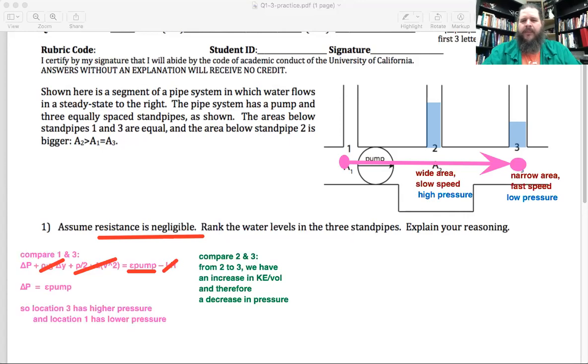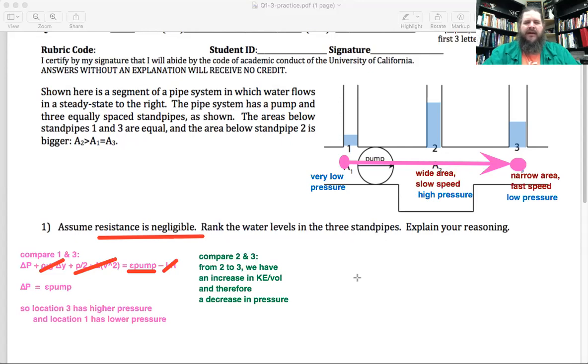Relative to each other. And since we already said 3 was low pressure compared to 2, that means 1 is even lower pressure. So we can say location 1 is very low pressure, which means it's going to rise in the standpipe even less than location 3 did. Or we might say 1 is low pressure, 3 is, let's say, medium pressure, and 2 is high pressure.